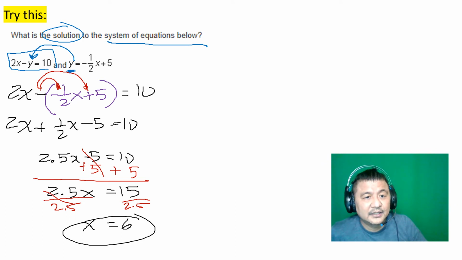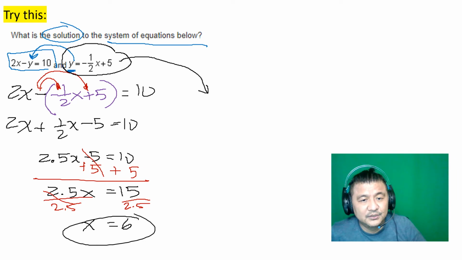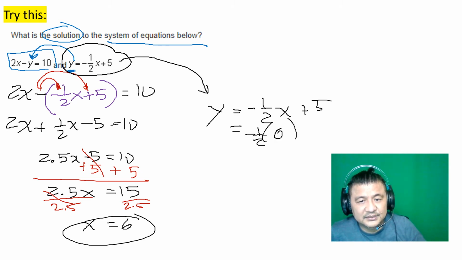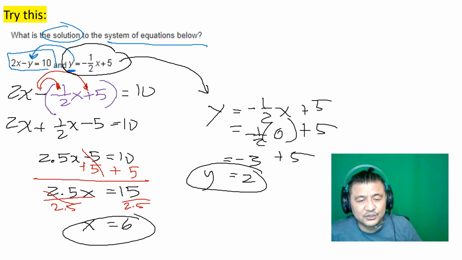Guess what? I can also solve for the y. Look at this. Use the other equation. y is equal to negative 1 half x plus 5. So let's substitute negative 1 half times 6 plus 5. Half of 6 is 3, but it's negative, plus 5. So y is equal to 2. Now our solution will be x comma y. So that's going to be 6 comma 2. All right, so that's the answer.